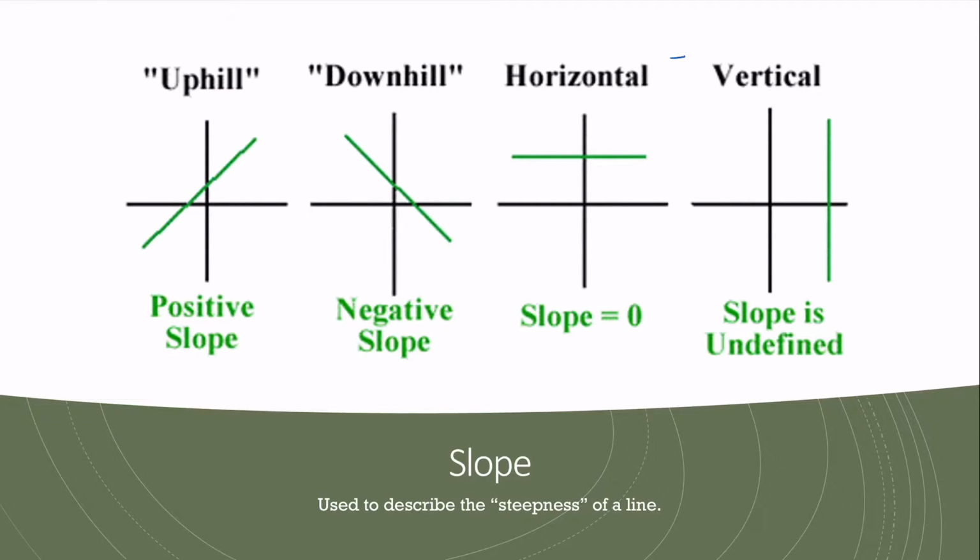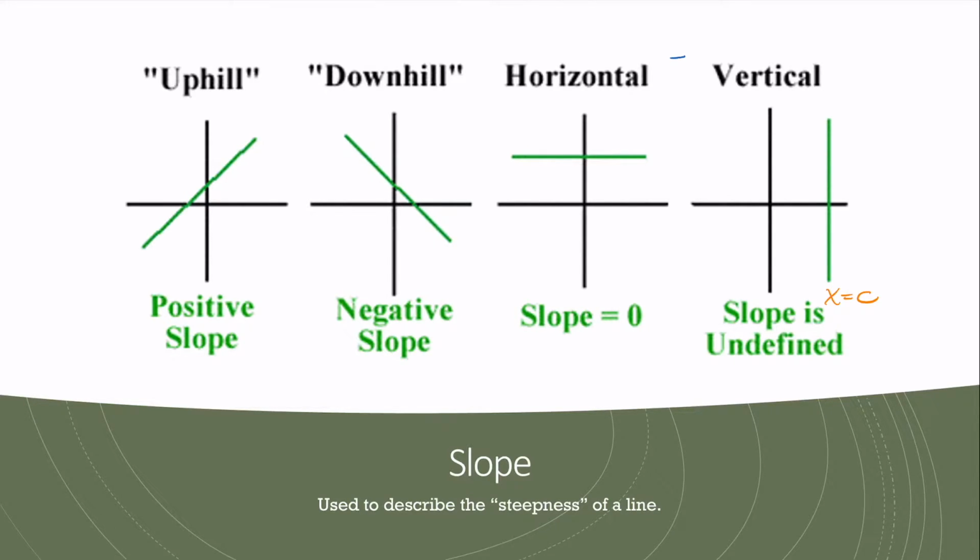There are four different types of slope. There's positive slope that looks like it's going uphill. There's negative slope that looks like it's going downhill. There's horizontal slope, and then there's vertical slope. Vertical slope is going to be a line that looks like x equals some constant, and its slope is undefined.